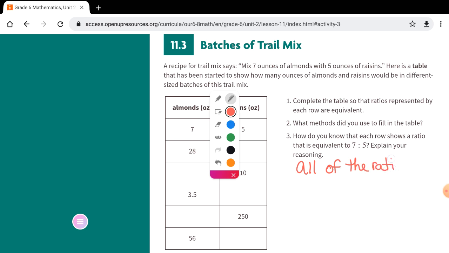All of the ratios would reduce to 7 to 5. Did you get that done? Once you have that written, flip over to practice problem number 1. I think you have to turn to page 87.